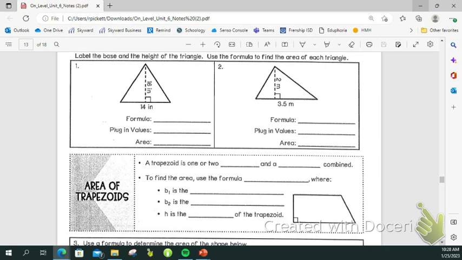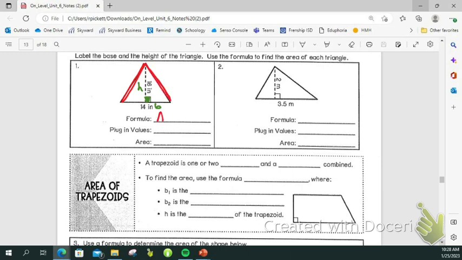So let's look at some examples. First, we're going to label the base and height of the triangle, and then we're going to use the formula to find the area. So looking at this triangle, I'm going to make my base be the bottom number. So the 14 would be the base. And the height would be 16, because that's what creates that right angle. If there were any numbers on these diagonal lines or the slanted lines, those would be trash. We would not need them. We only need the base and height.